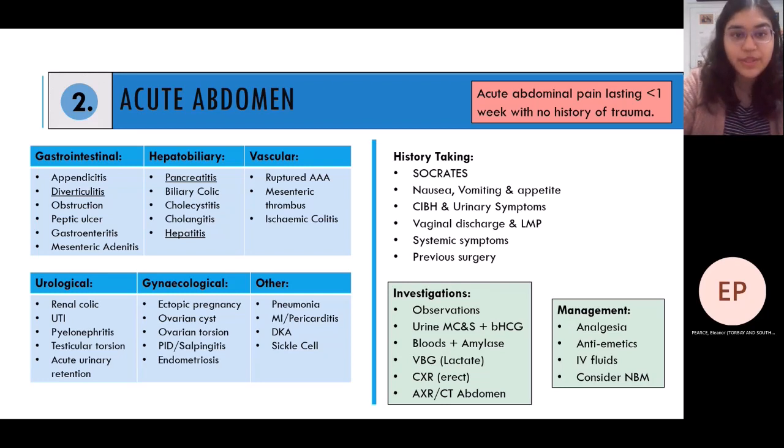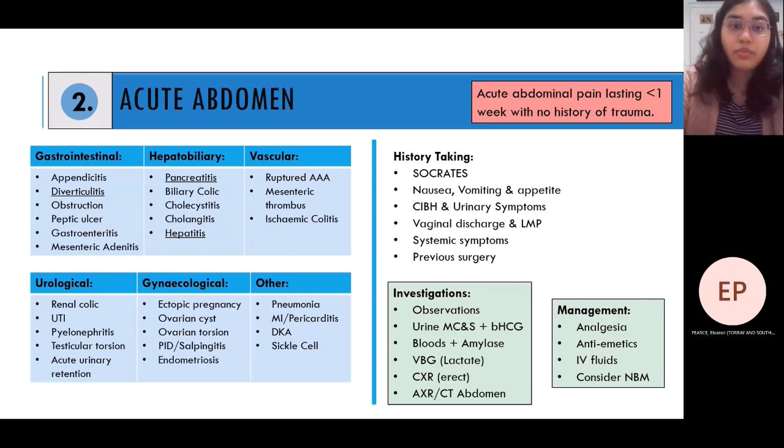So acute abdomen is a pretty massive topic. There are many, many different causes of an acute abdomen. Essentially, an acute abdomen is defined as acute abdominal pain lasting less than 1 week with no clear history of trauma. On a history, again, you want to take a really good pain history for the abdominal pain. You want to ask about associated symptoms, including nausea, vomiting, change in bowel habit and urinary symptoms.